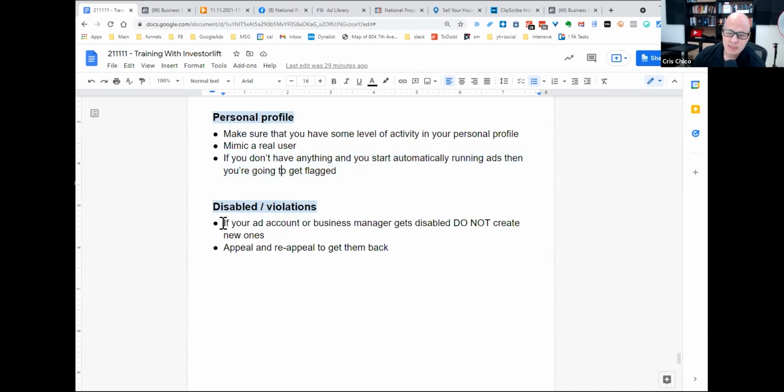And then the other thing is this: if you get your ad account disabled, especially in the beginning, you're likely to get something that says, oh, your account has been disabled and you have a violation. The worst thing you could do is create a brand new ad account. The worst thing you could do is create a brand new business manager. What you want to do is appeal. There's always a button to appeal. Yeah. And sometimes they say no, and then you have to appeal again.